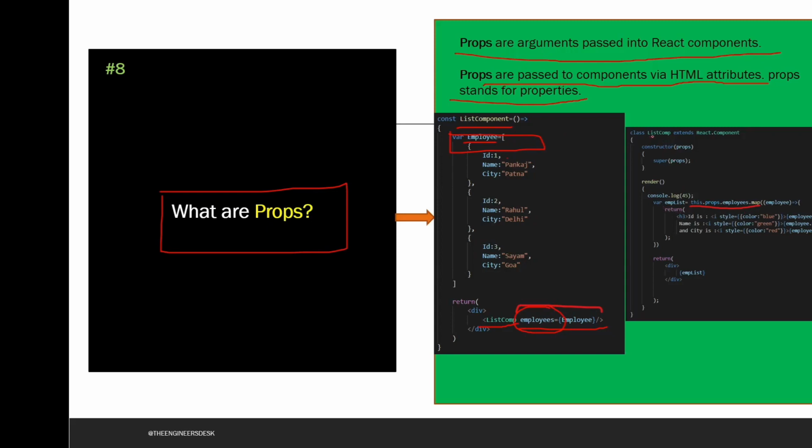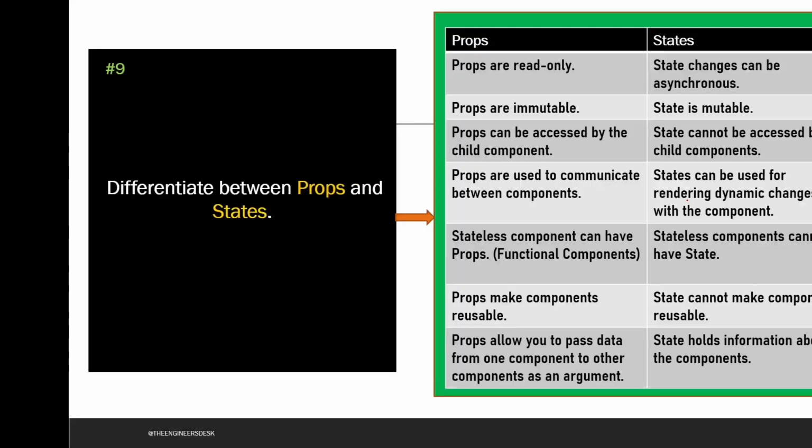So this is my list component, and inside this I'm taking help of this props. This is nothing but my employees props. Here I'm using the map function to iterate over the array, and I want to print the ID, name, and city.